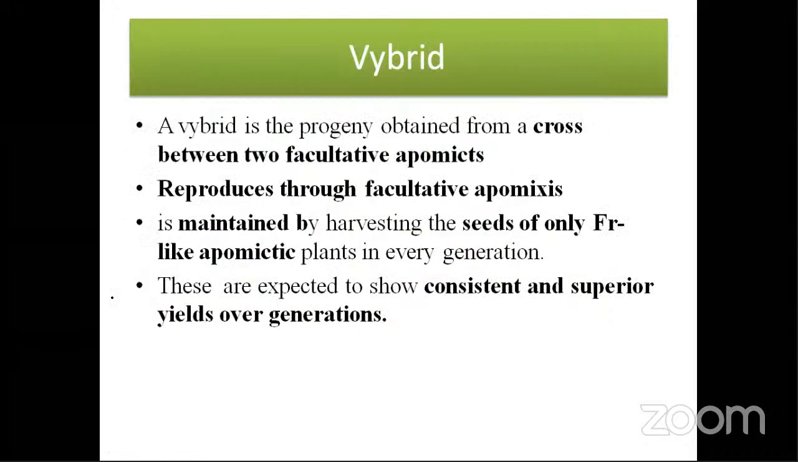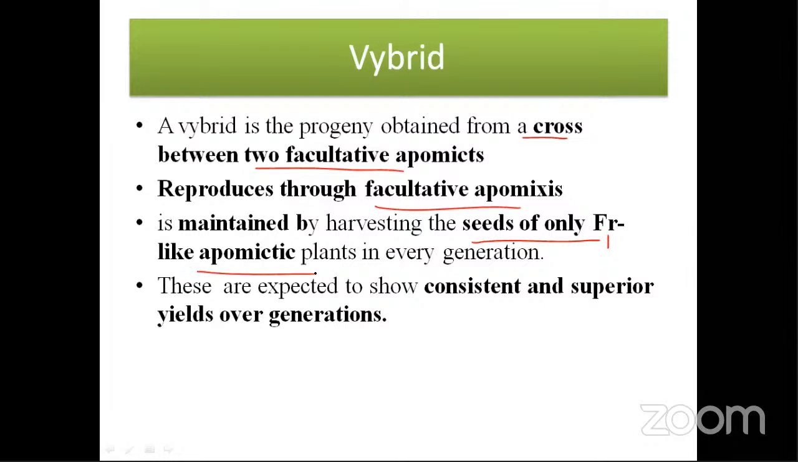Next concept is hybrid. Hybrid is the progeny of a cross between two facultative apomictics. Somatic hybrid is not that hybrid; we will discuss that in the next slide. So we are physically crossing two facultative apomictic lines, and here its reproduction will definitely be through facultative apomixis only, and it is maintained by harvesting the seeds of F1, like these F1-like apomictic plants.